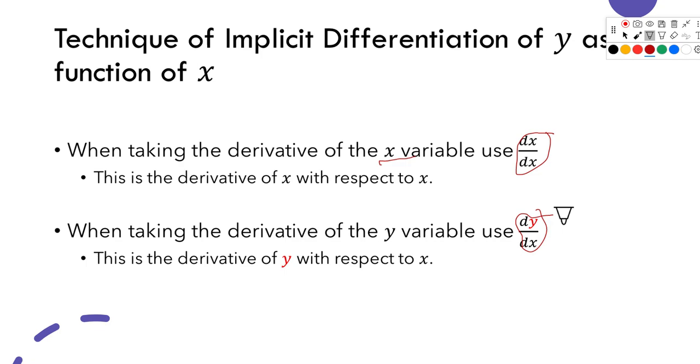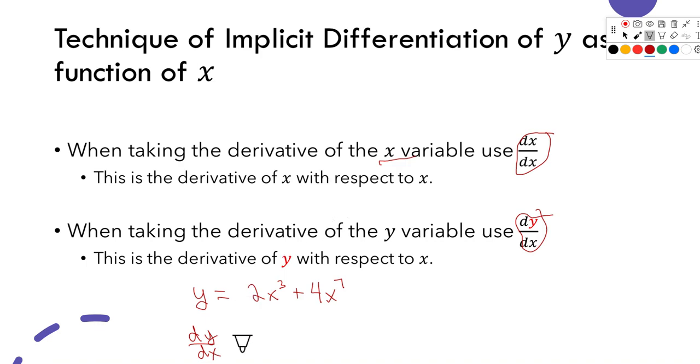Now, to show you that we've actually already been doing that, I want to take a straightforward one. This is not necessarily implicit, it's one that's solved for y: y equals 2x to the third plus 4x to the 7th. When we took this derivative, we took the derivative of y and we just called it dy dx, or just y prime.